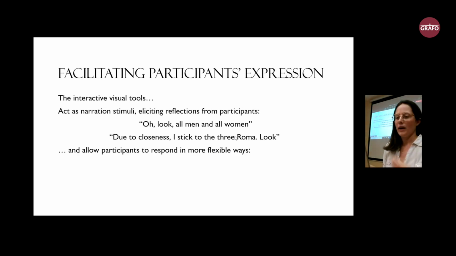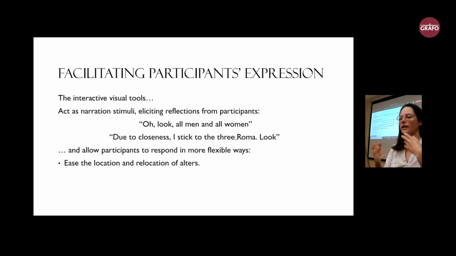And then, we have also seen that the tools allow participants to respond in more flexible ways. For example, it was easy for them to locate and relocate alters all the time. They would place one alter, then go to place the second alter, then remember something about the first one, go back to the first, and move the alters continuously. And because we were using a computer, we could record everything. If we had used pen and paper, for example, we would only have the final result, so all that type of data would have been lost.